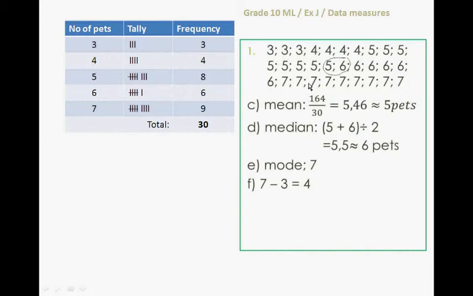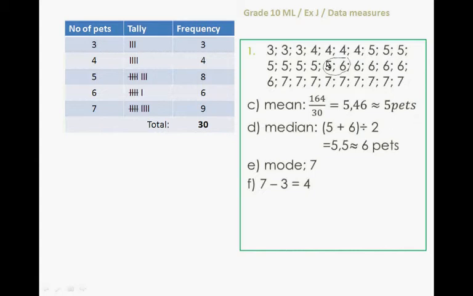The mean, add all the values together, 3 plus 3 plus 3 plus 4 plus 4 plus 4 plus 4 plus 5 plus 5 plus 5, etc., is 164. We divide that by the amount of data points, which is 30, and we get 5.46 because this is discrete data. It equals 5 pets.